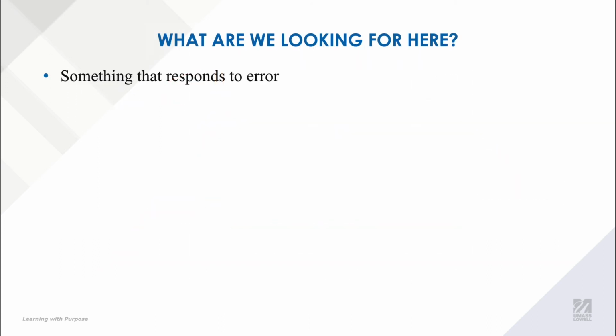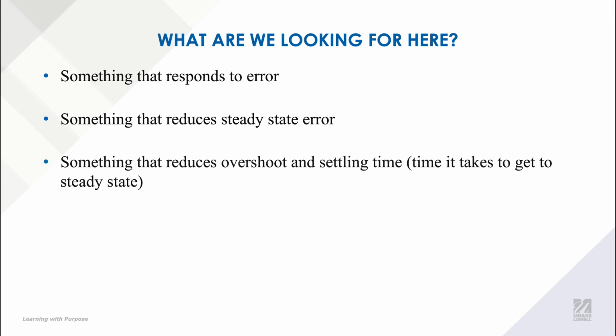So what does this mean? What are we looking for? We're looking for something that responds to error. We're also looking for something that reduces the steady state error in the end, and something that reduces the overshoot and settling time, the time it takes to get to the steady state at the end. So what can we do here? Well, we already know that proportional control responds to error pretty well. It wasn't quite sufficient, but we know it responds well enough that we can call that box checked.